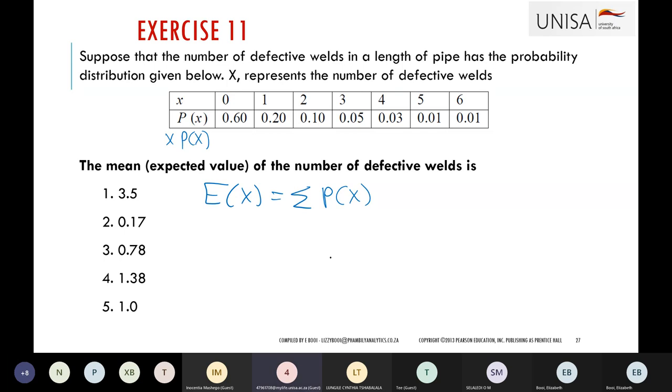Okay, let's calculate that. So 0 times 0.6 is 0. 1 times 0.2 is 0.2. And 2 times 0.1 is 0.2. 3 times 0.05 is 0.15. And 4 times 0.03 is 0.12. And 5 times 0.01 is 0.05. And 6 times 0.001 is 0.006.